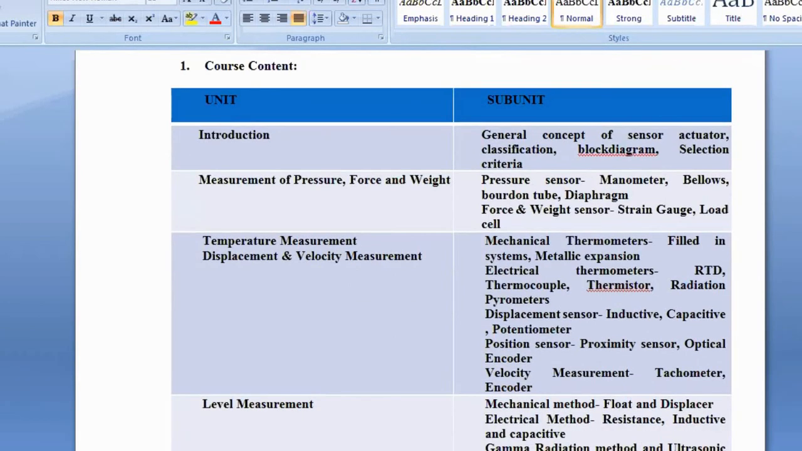Today I will not start any topics. Next week on Monday I will start level measurements. Fine. So, is the midsem course clear? What are the topics?